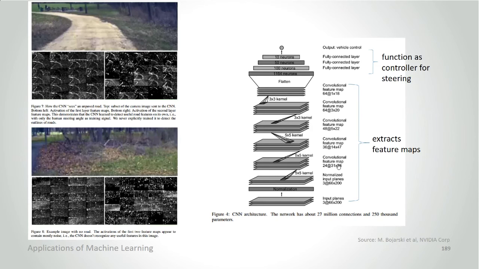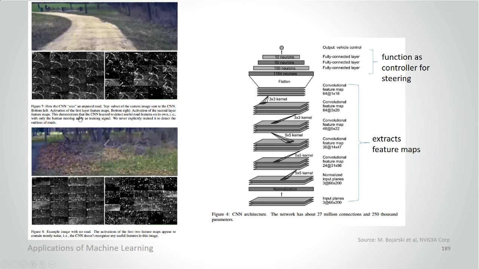So here's an example of what this thing learns. This top image is what the CNN, the convolutional neural net, actually sees. This is a subset of the camera image sent to the CNN. Bottom left, this picture is the activation of the first layer feature maps. Bottom right, this picture is the activation of the second layer feature map. So here's the first layer, here's the second layer feature map.